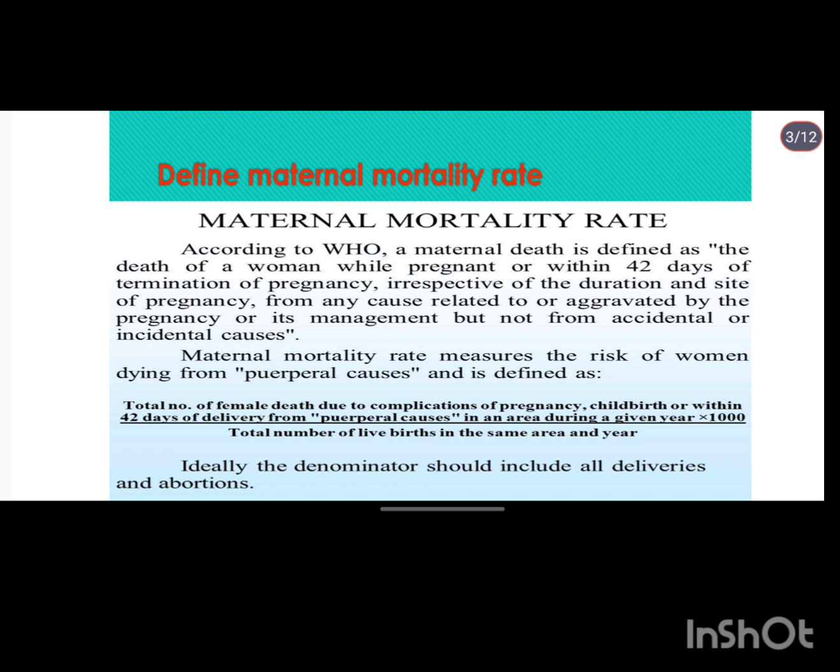rate, that is, the total number of female deaths due to complications of pregnancy and childbirth within 42 days of delivery from puerperal causes in an area during a given year, divided by the total number of live births in the same area and year. So usually we include the causes from childbirth, pregnancy or during the puerperal period. If the mother's death occurs, then we consider that as maternal mortality. Usually it is multiplied by 1000 after dividing by the total number of live births in the same area and the same year.